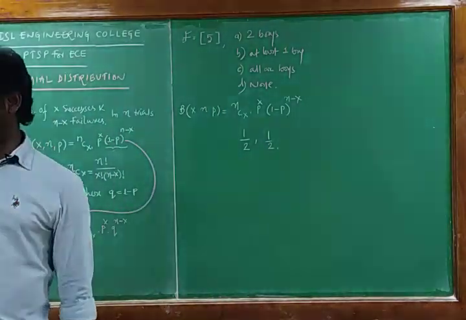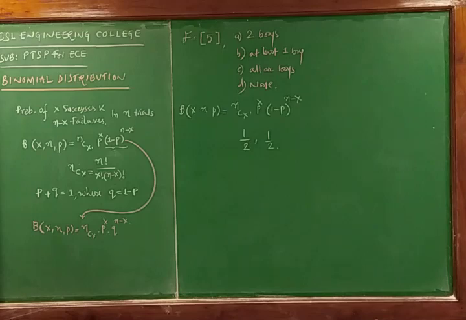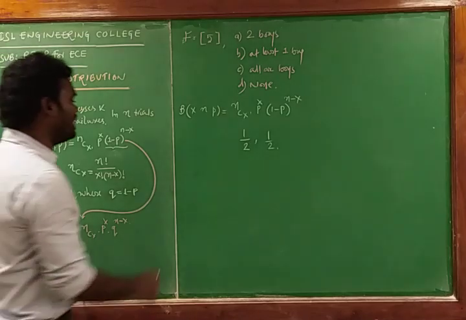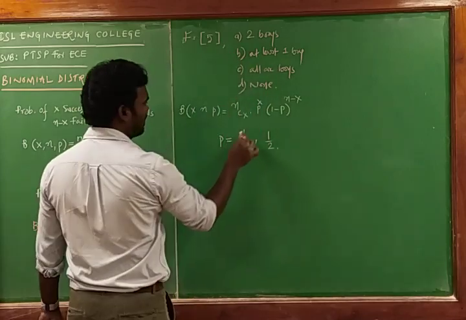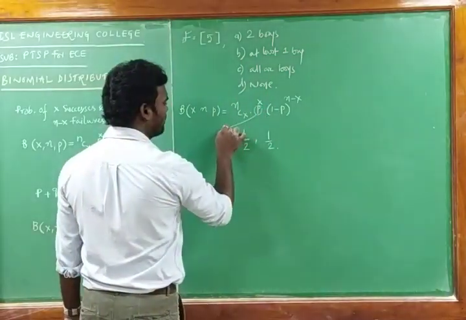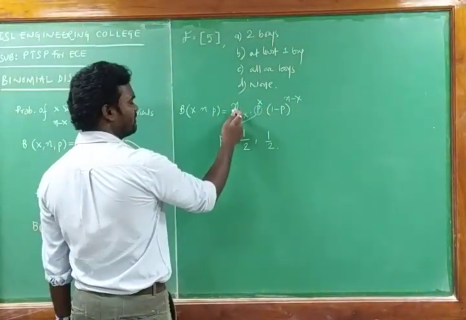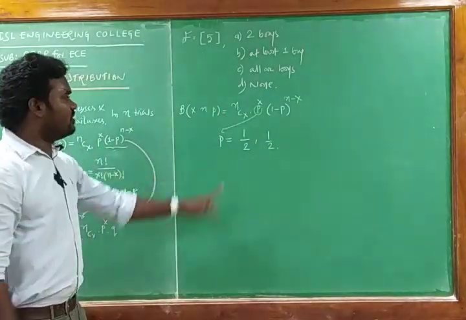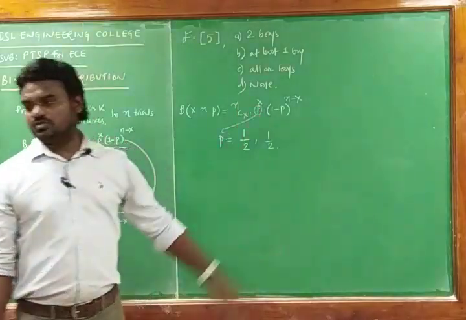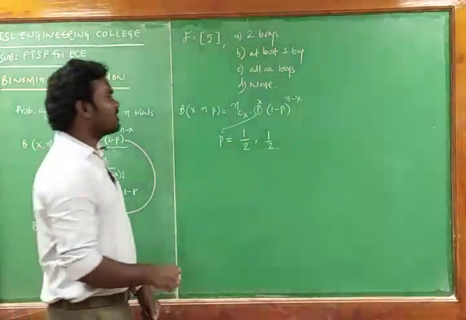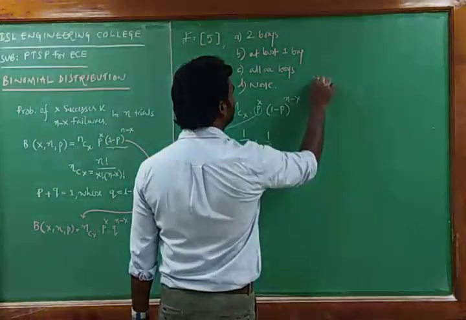Then here the P is nothing but the probability of getting a boy, which is equal to 1 by 2. Now we got the formula P, we got the value for P, that is 1 by 2. We have n equals 5. We should know x only. X depends on these 2. So here, we are going with the first question. X is equal to 2.